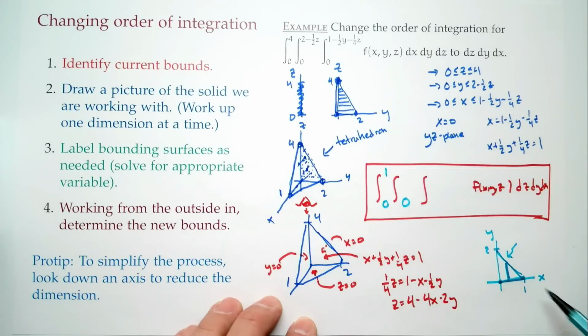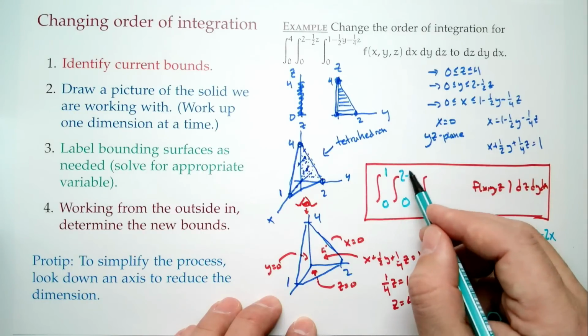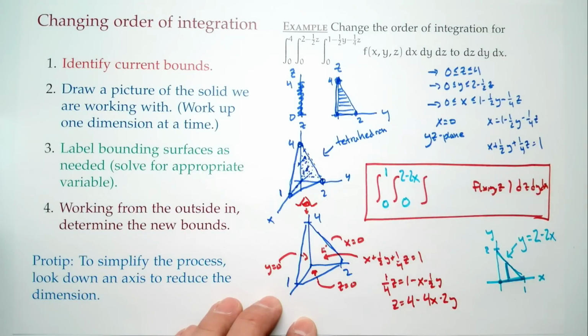Well, it's not so bad. It's a straight line. Do we know what the y-intercept is? 2. Do we know what the slope is? Negative 2. So this is the line y equals 2 minus 2x. So 2 minus 2x. Now, that tells me what's happening in my xy plane.